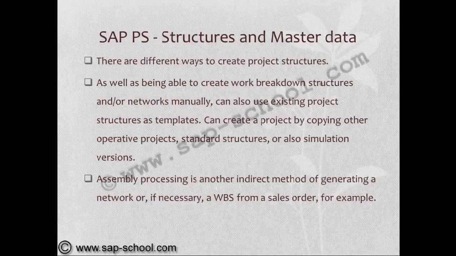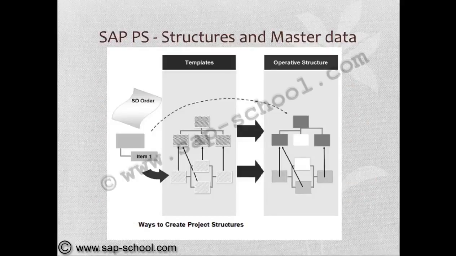Assembly processing is another indirect method of generating a network, or if necessary, a WBS; from a sales order is an example. Now we can see here the creation of WBS structure in different ways, like from templates, from other operative structures. So this is about the WBS structure. Now in the coming lessons, we will learn about the prerequisites to create the WBS structure and WBS elements.